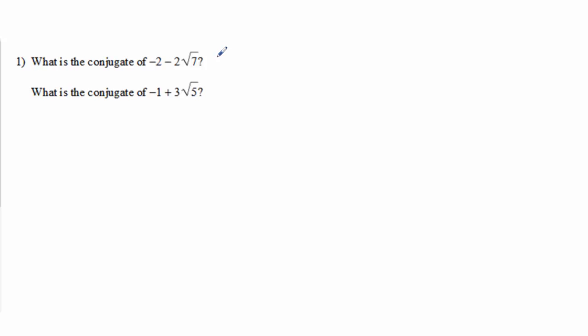Okay, number one, what is the conjugate of these things? The conjugate just means you take the middle sign and you change it. So the conjugate on the first one is -2 plus 2 square roots of 7. The conjugate of the second one is -1 minus 3 square roots of 5. That's all you do, you just change the sign in the middle. That's all you do.